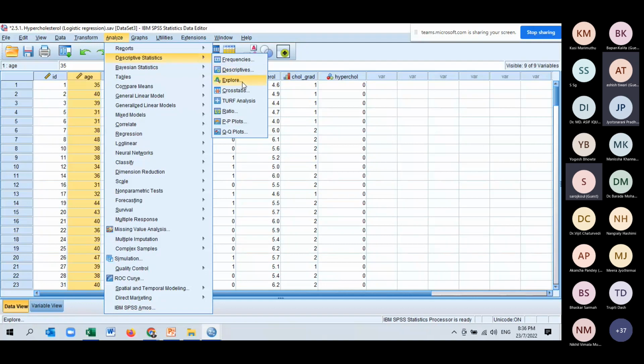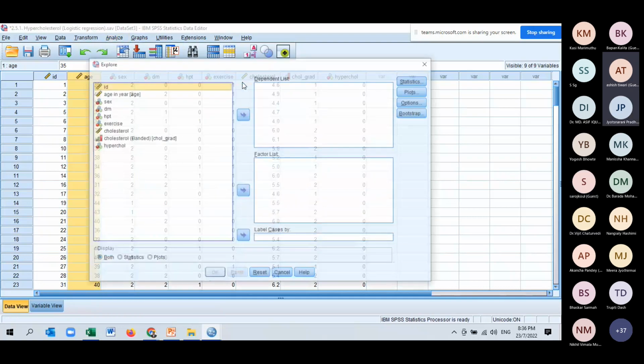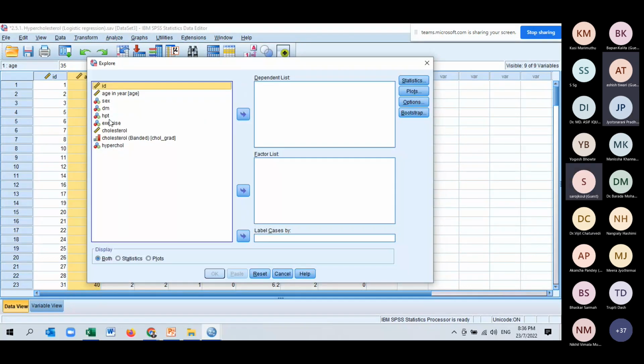Are they with me? Yes, sir. Explore. So the dependent variable, this time, is age. We are going to calculate the descriptive statistics. We are going the other way around. So hypercholesterol is a factor.